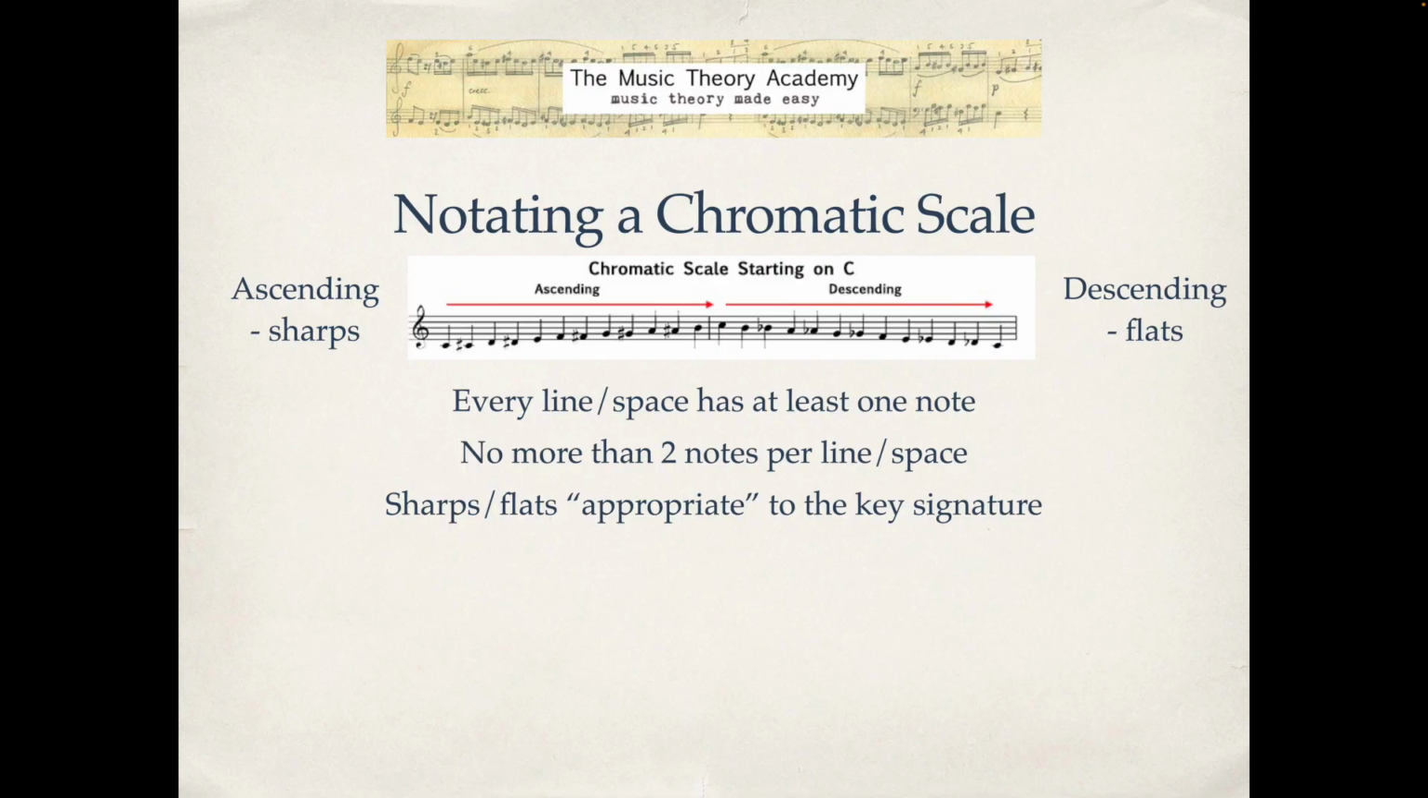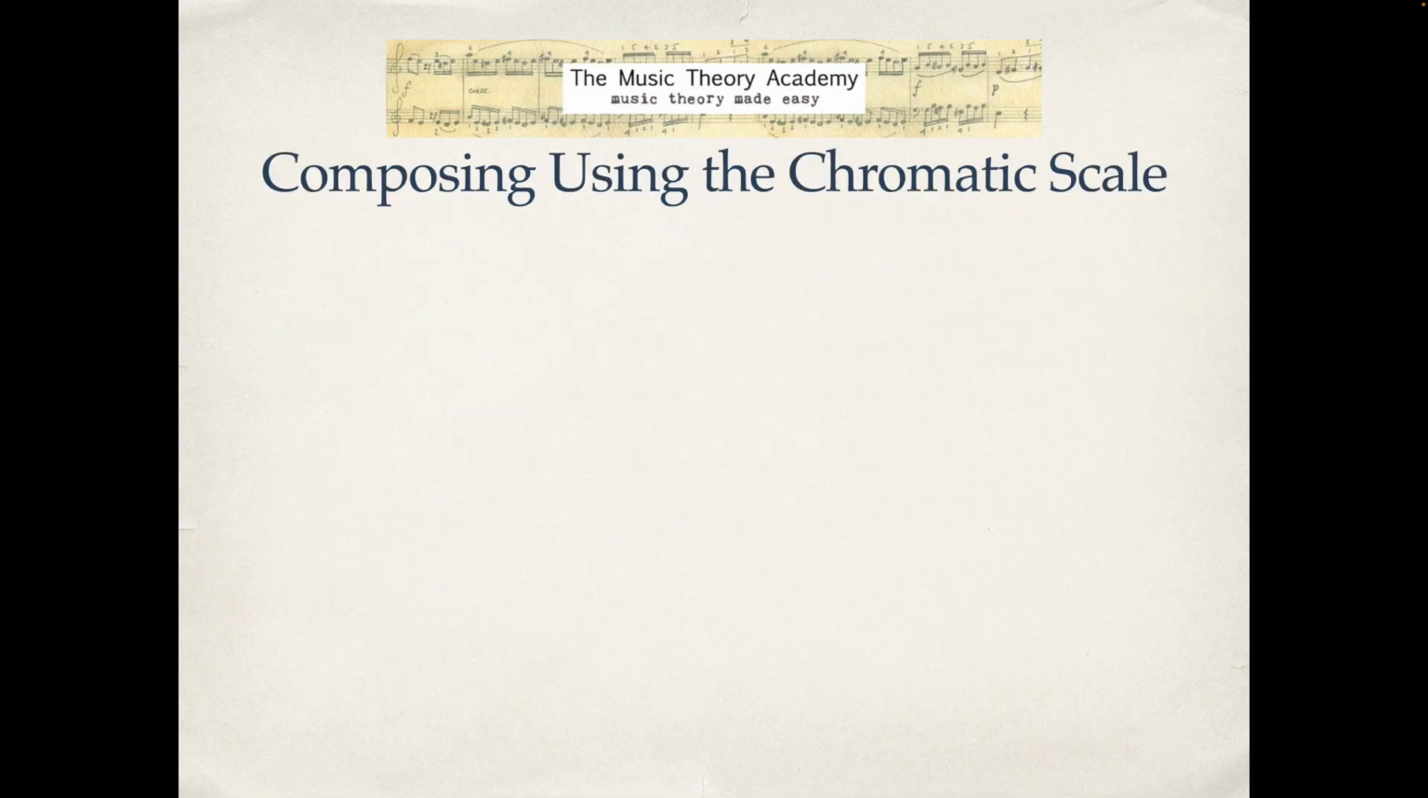And the final thing to think about is the use of sharps and flats should be appropriate to the key signature. So if you're writing in a key signature that has lots of flats, you may tend to write quite a lot of flats. Equally, if you're writing in a key with lots of sharps, you may find that you notate more sharps in your chromatic scale. So it's just having a sense of what's appropriate to the key signature. So what about composing using the chromatic scale?